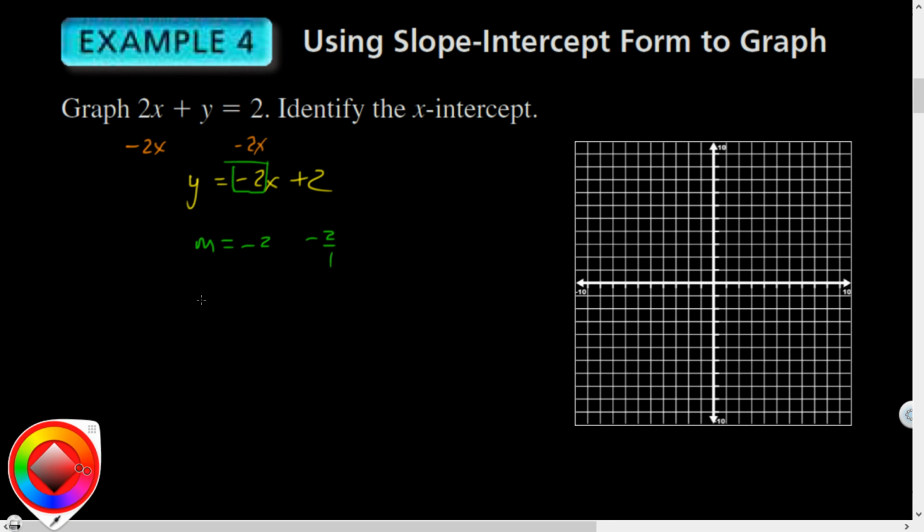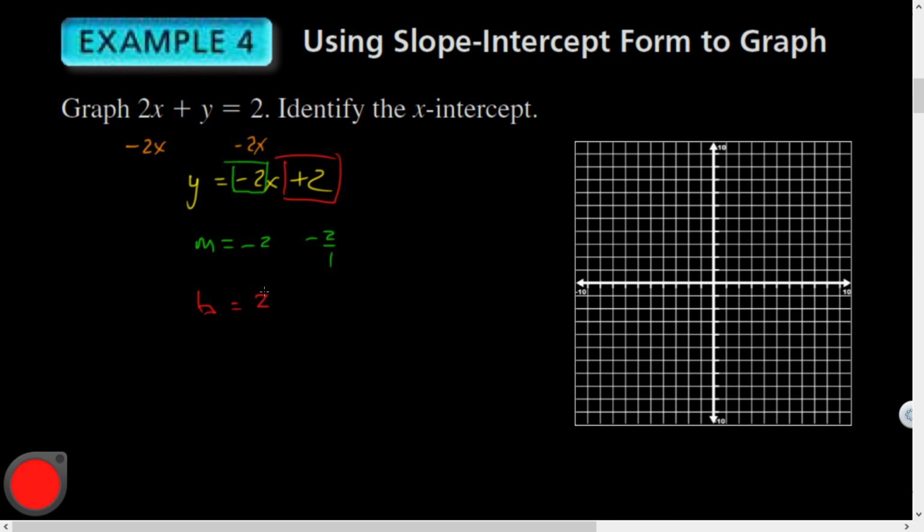What is the b? Anybody? Yeah, Tyler? b is 2. Yeah, the y-intercept is the 2, right? And it's positive in this case. So now if I want to graph, this is where this is going to be so much better than other methods, like making a table of values.